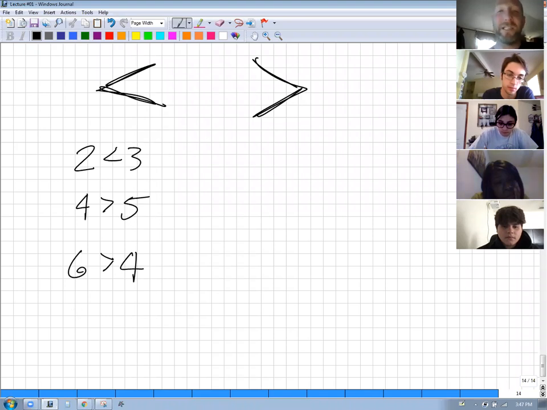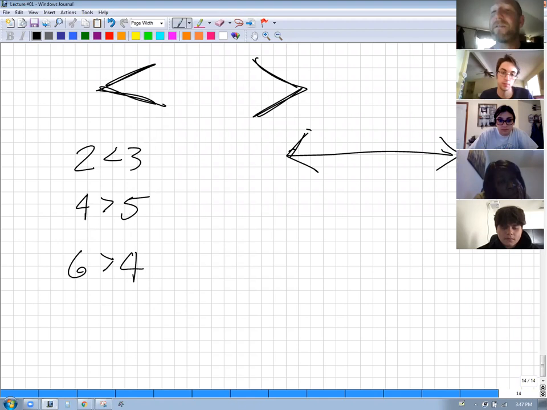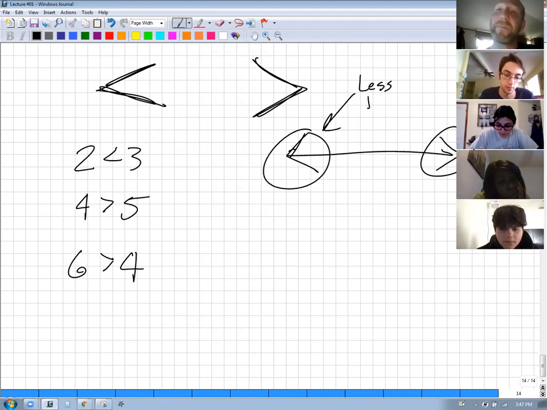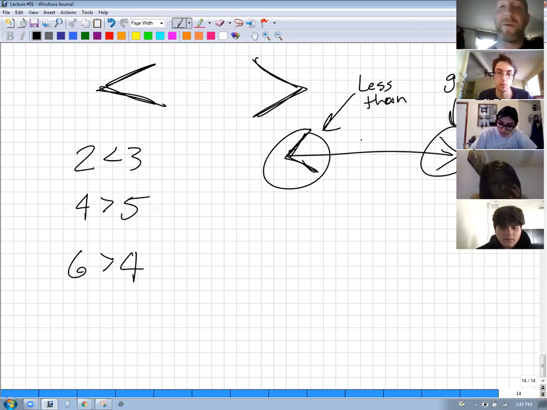How do we know which one of these to use? Just look at your number line. Look at the arrow we put on the ends. See the arrows? That's less than. It's the one that's pointing to the negative numbers. When you go to the left, the numbers get smaller, right? This one, greater than. If you go to the right, the numbers get bigger. So if you don't remember which one's which, just think about your number line.